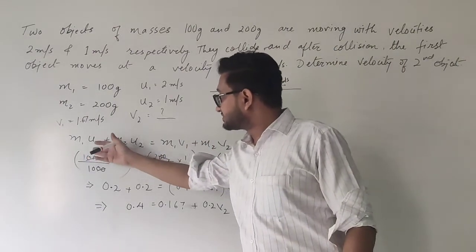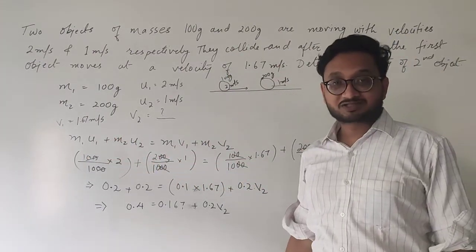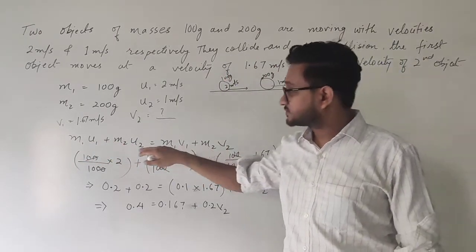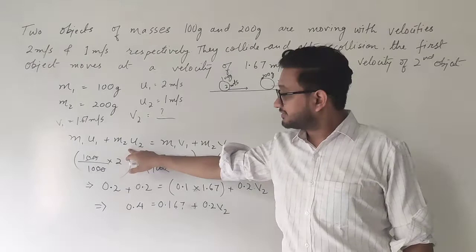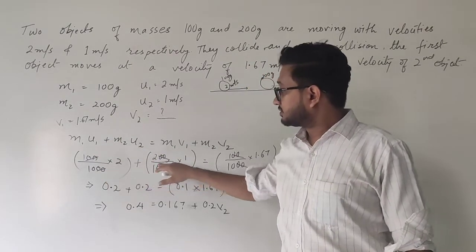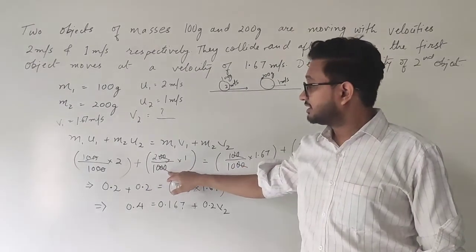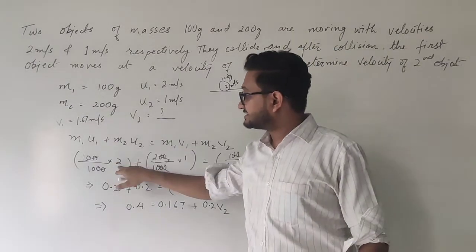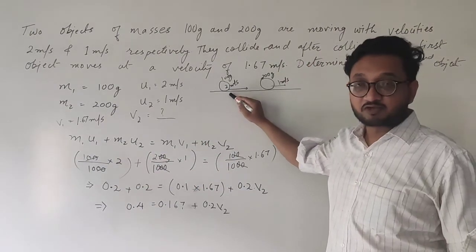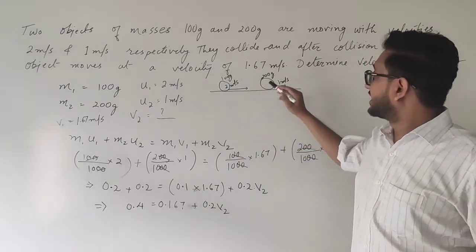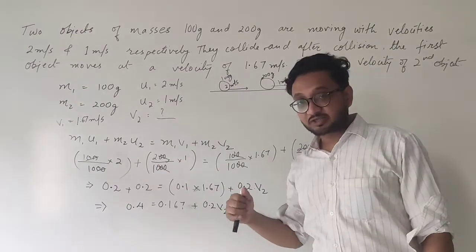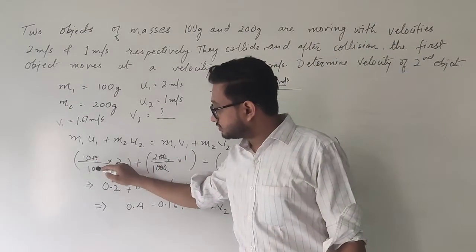To solve this, we simply use the law of conservation of momentum, that is, initial momentum and final momentum remain the same. So the initial momentum for both objects: m1 u1, mass is 100, so 100 upon 1000 into 2. In the same way, 200 upon 1000 into 1, because u1, the velocity of the first object, is 2 meters per second, and u2, the velocity of the second object, is 1. Simply substituting the values and solving, two zeros get cancelled.